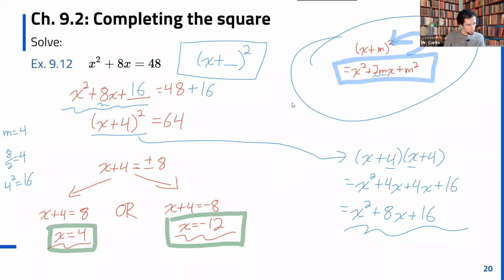Let's do one more of these examples and then we'll take our break, and then I'll have a few more, and then we'll switch to the quadratic formula.